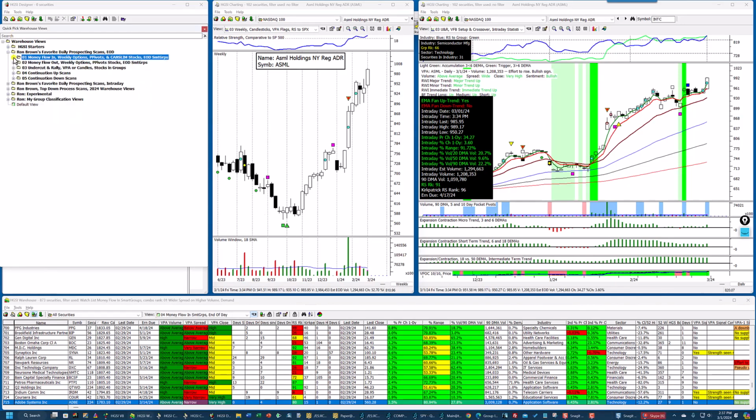Now, if you look over here on the left-hand side, these are my favorite daily prospecting scans, end of day and intraday. That's kind of misleading because I put both the intraday and the end of day in some of the scans, not in all of them. But here's what I want to show you today. The top folder, money flow in, and folder number 2, money flow out.